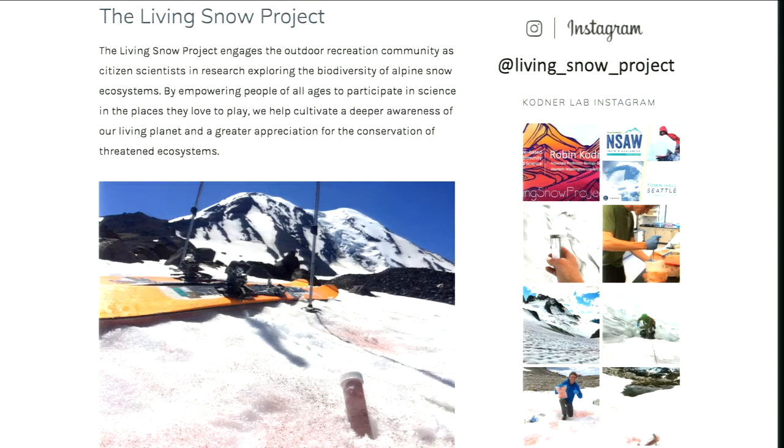It is a program that engages the outdoor recreation community as citizen scientists in research exploring the biodiversity of alpine snow ecosystems. By empowering people of all ages to participate in science in the places they love to play, we help to cultivate a deeper awareness of our living planet and a greater appreciation for the conservation of threatened ecosystems. So that's kind of the mission statement for the Living Snow Project.